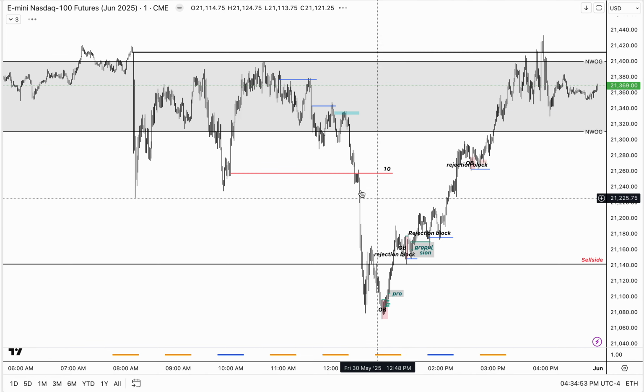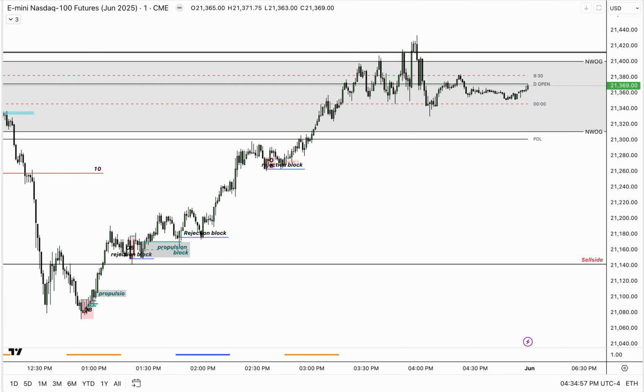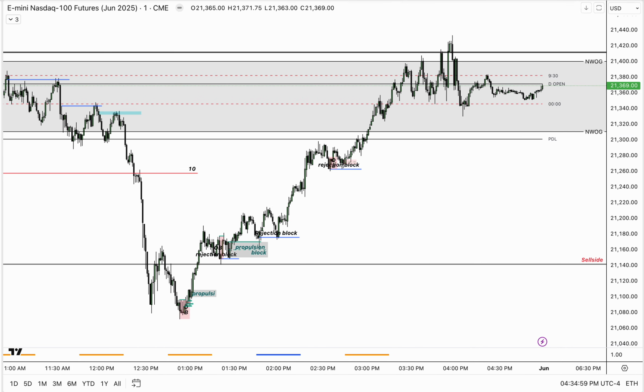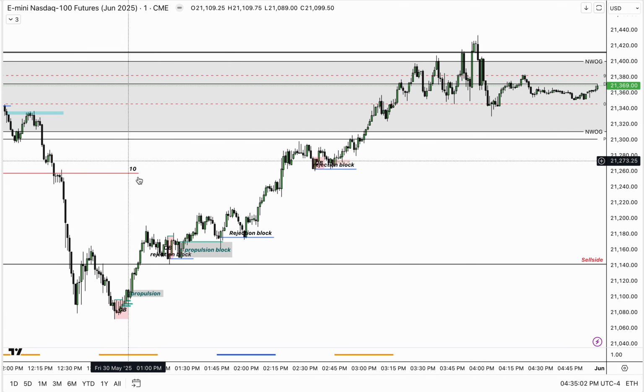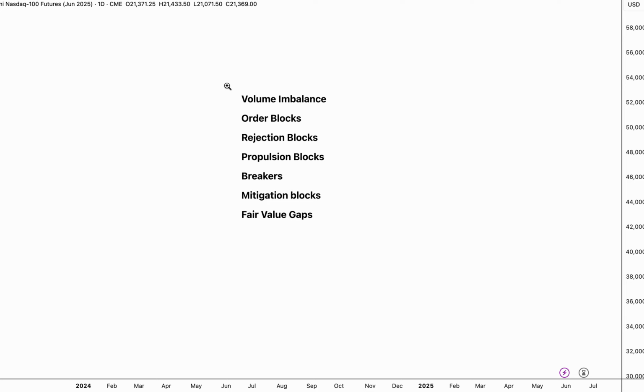That's pretty much it, guys. So this can also be used on any time frame. Preferably, for the way we trade, you want to be on the lower time frames. But let me know if you guys have any questions on any of these. Volume imbalance, order blocks, rejection block, propulsion, fair value gap.